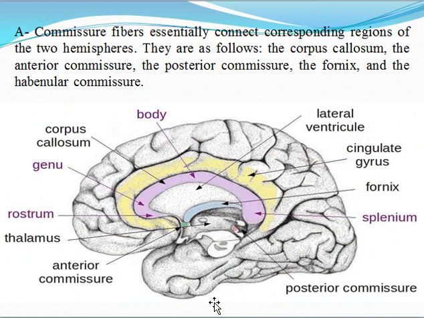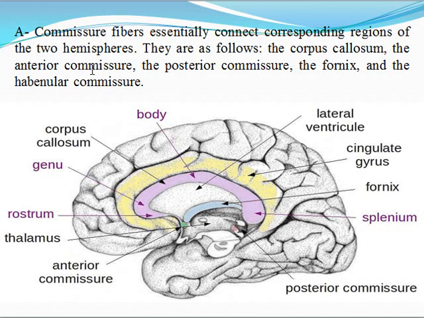Now, the commissural fibers are composed of the first part, the corpus callosum, the second part, the anterior commissure, the posterior commissure, the fornix, and the habenular commissure. Now the corpus callosum in each hemisphere connects both hemispheres of the cerebrum, and is composed of the body, genu, the rostrum area, and splenium.